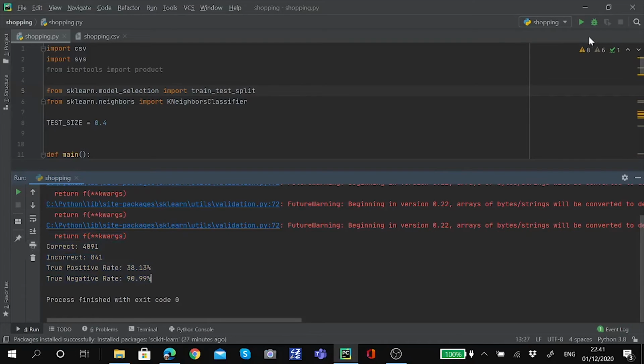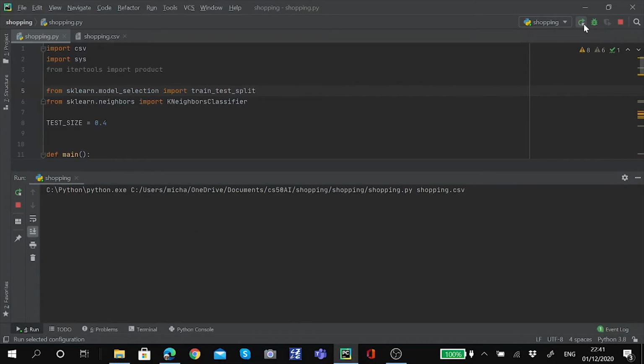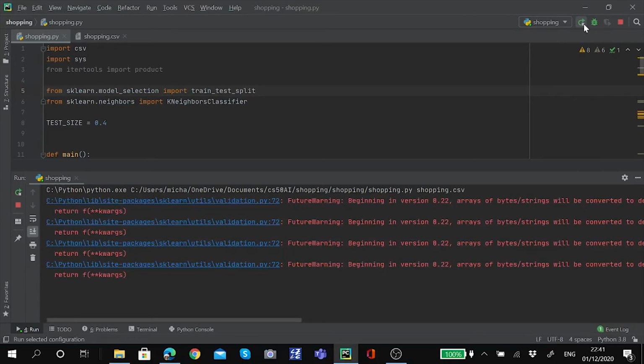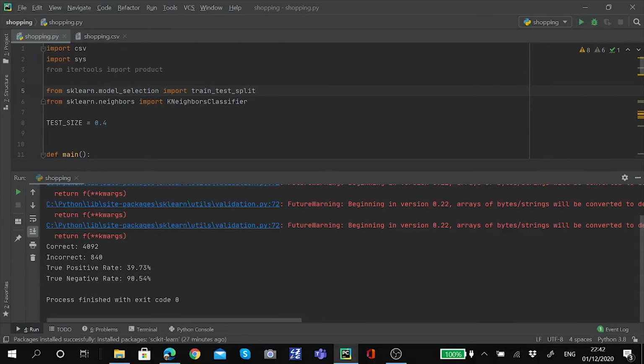And finally, I'll run it the fourth time. Still, it takes some time because shopping.csv is quite a big file. And then here, the results appear where we have how many we got correct, how many we got incorrect, true positive rate, and true negative rate.